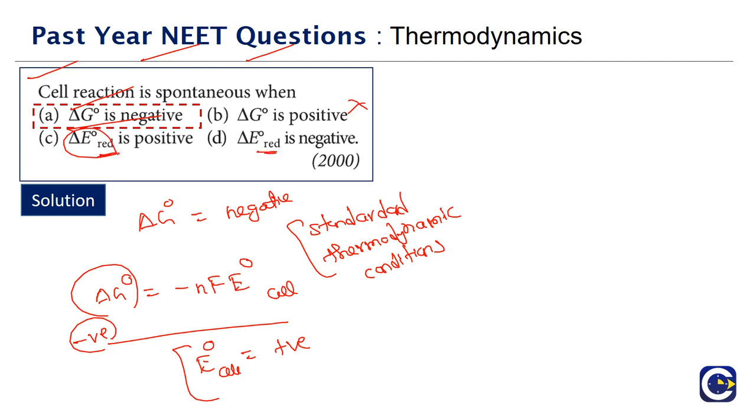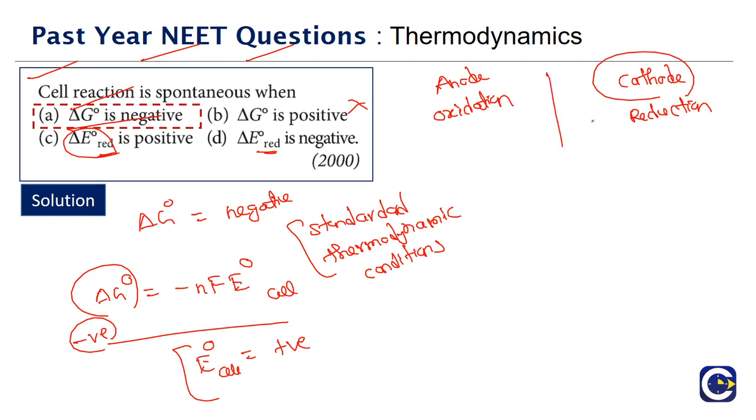Basically, every cell will have two parts. One is the cathode, which in every electrochemical cell we show as the electrode where the reduction happens, and we'll have the anode, where there will be oxidation happening. So that is the composition of an electrochemical cell.